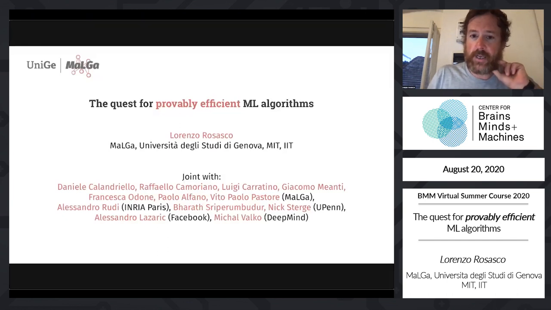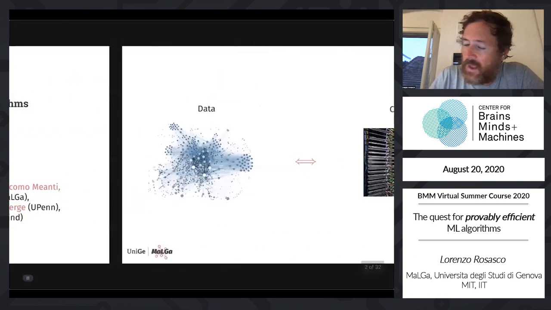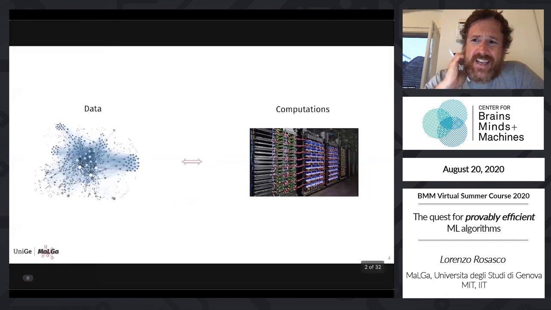All right, so what I'm going to present is ideas related to the work of a lot of people. And here I just mentioned some of my close collaborators. In particular, what I'm going to discuss today is related to work I've been doing over the years with Alessandro Rudi. And particularly the work today is with Giacomo Meanti and Luigi, who are PhD students in Genova.